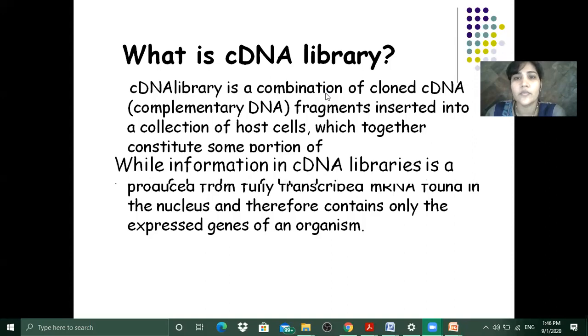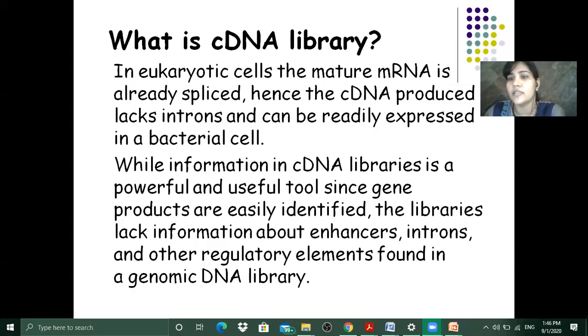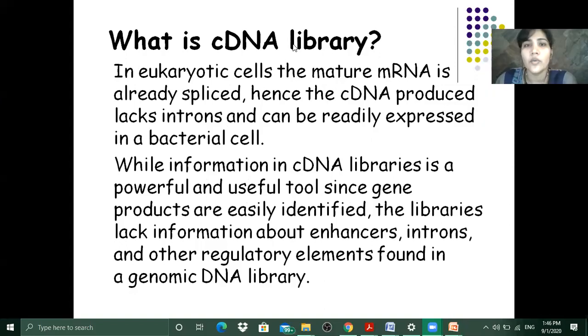Okay. So that is what the definition of a cDNA library is. Then moving on, what is a cDNA library? In continuation, in eukaryotic cells, the mature mRNA is already spliced, and hence the cDNA produced lacks introns and can be readily expressed in bacterial cells.